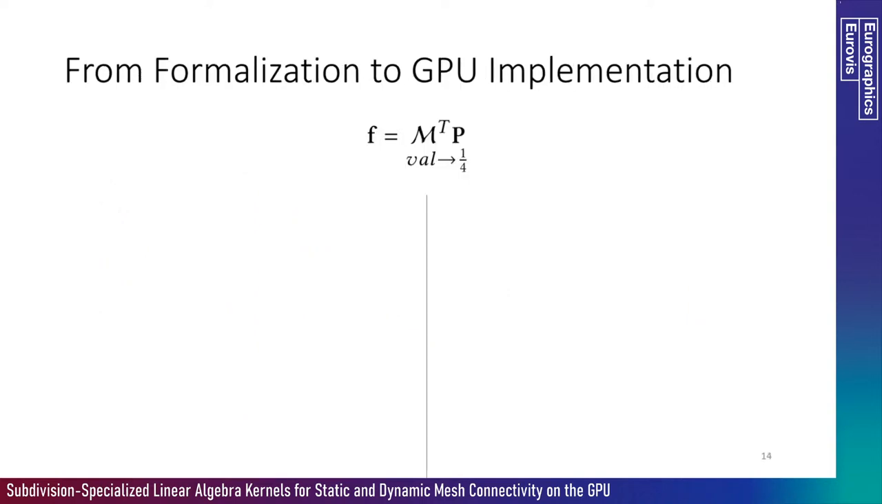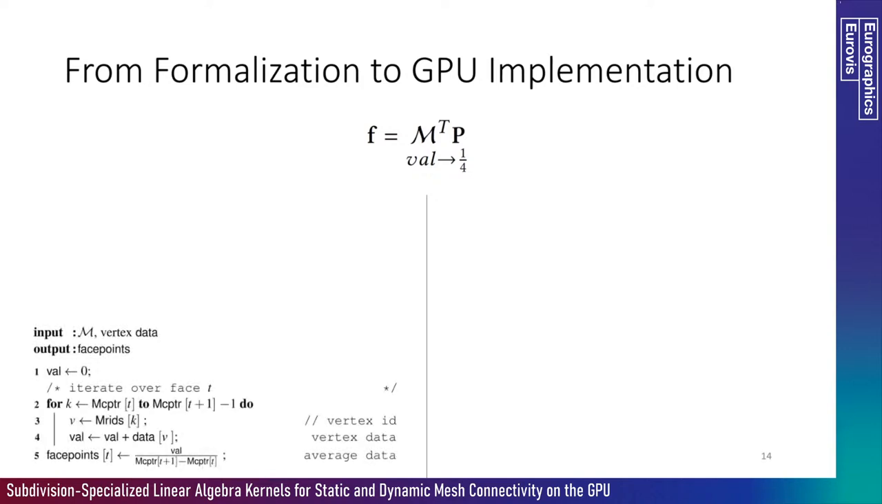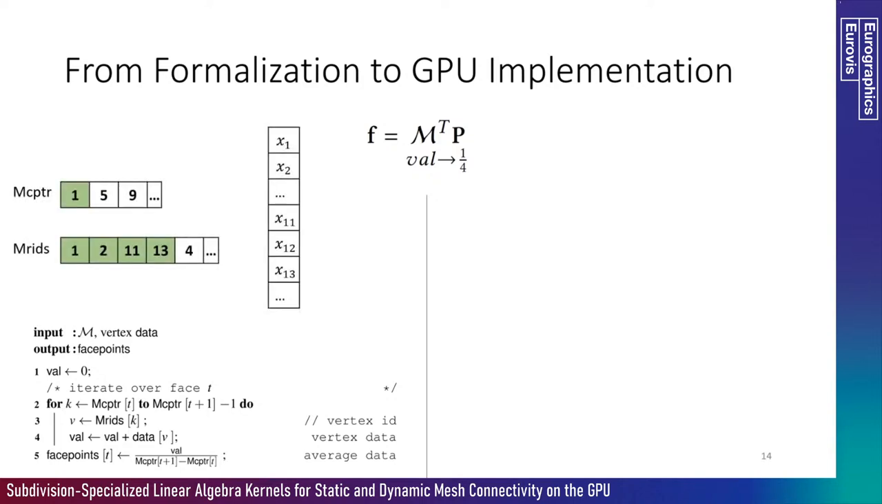In the following, I want to show you two small examples and how our formalizations steer the specializations of these kernels. The first example is the computation of face points in a quad mesh. This is the pseudocode of a straightforward implementation that does not consider any knowledge about the underlying data or the domain. What happens here is that each thread works on one column.